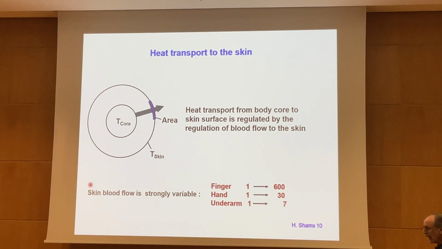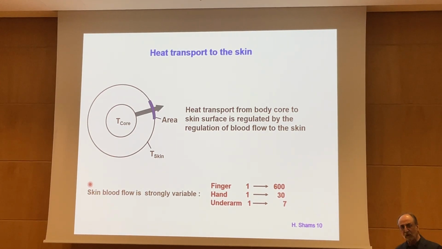Okay, and as I told you before, the transport of the heat from the core to the surface is by blood flow, cutaneous blood flow. And look how the blood flow can increase. The blood flow to the underarm can increase 7 times. The blood flow to the hand can increase 30 times above normal. And the blood flow to fingers can increase 600 times more than normal.